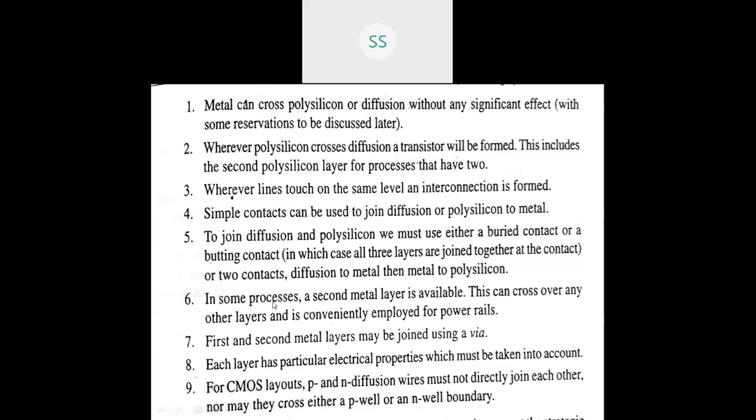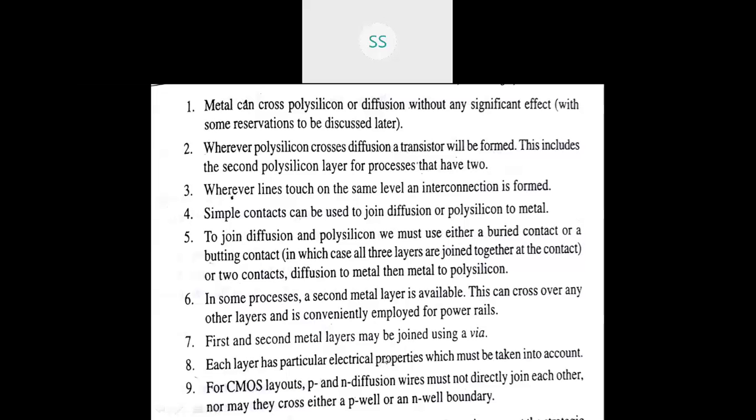Then in some processes, a second metal layer is available. This can cross over any other layers, and it can be conveniently used for power rails. It is not only metal 1, metal 2 is also available, and this can of course cross other layers also, and according to the design, it can be conveniently used. Whenever the first and second metal layers have to be joined, that should be done over the wire using a via. Then each layer has particular electrical properties, which should be considered.